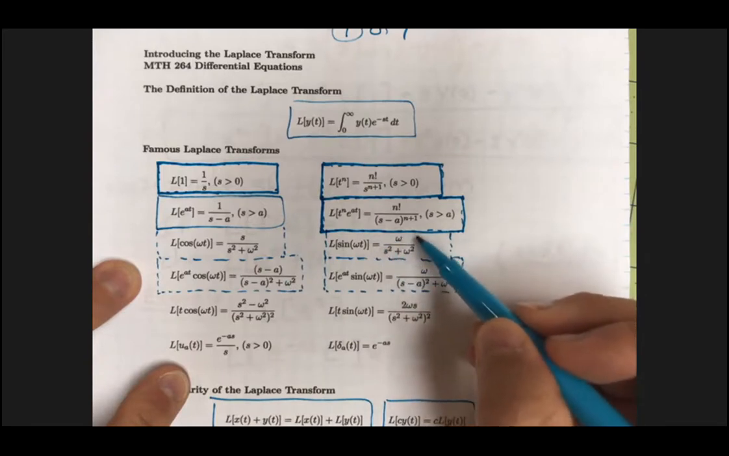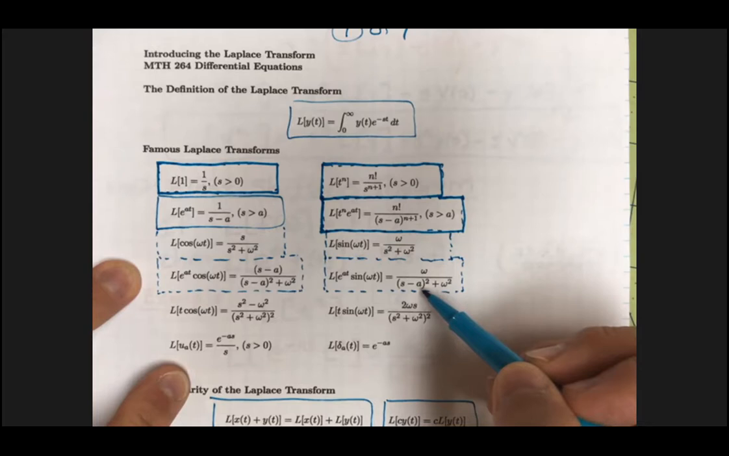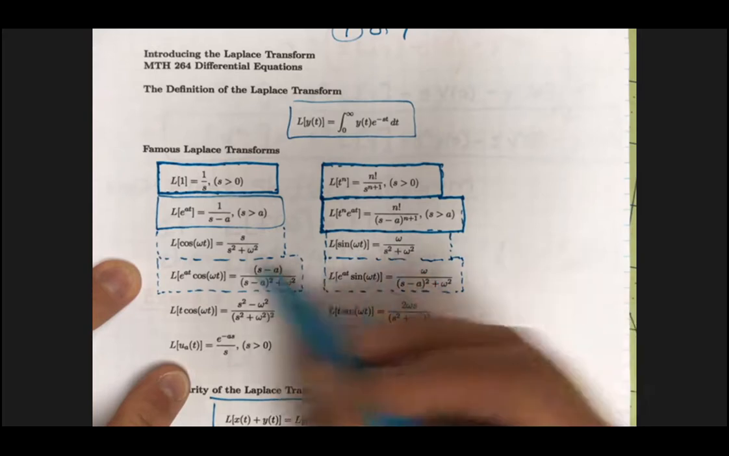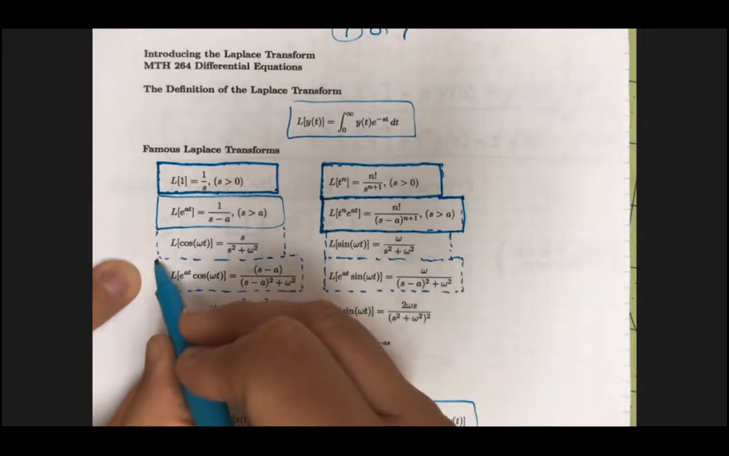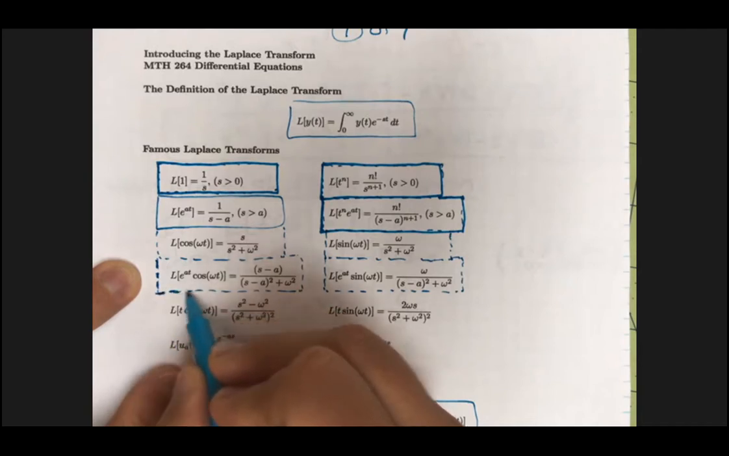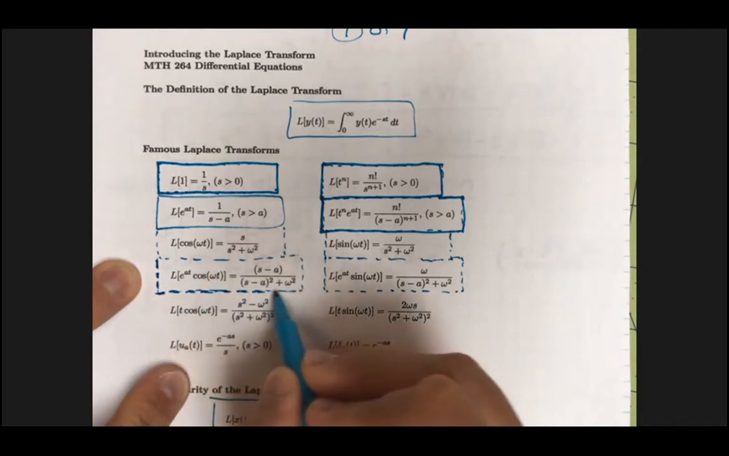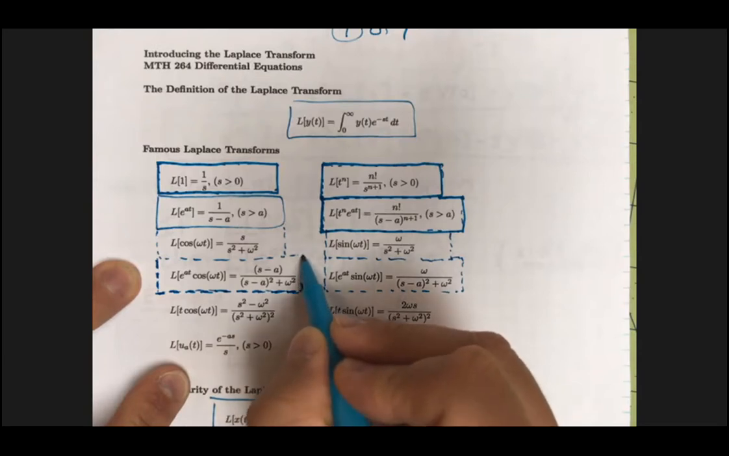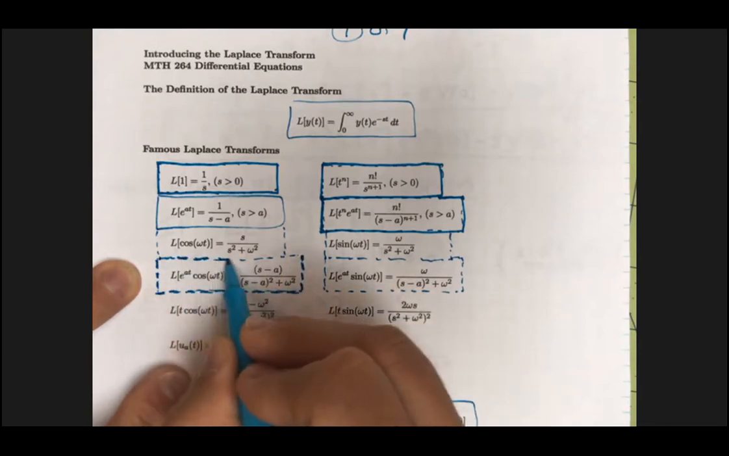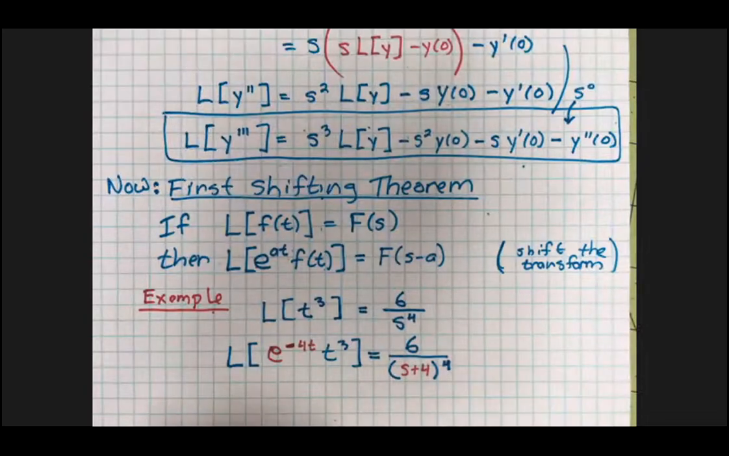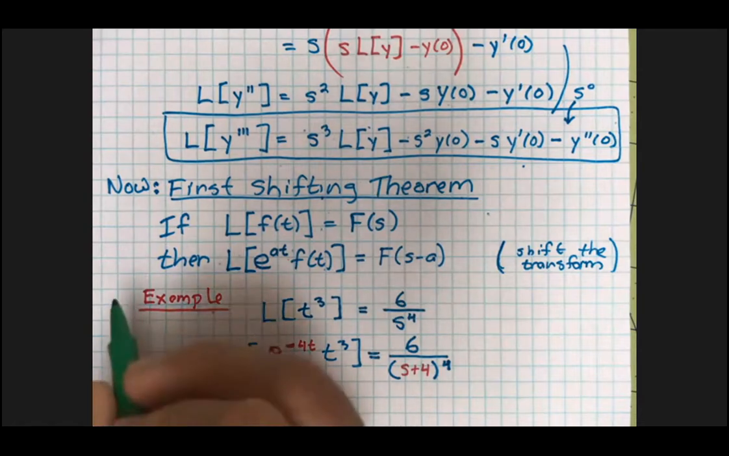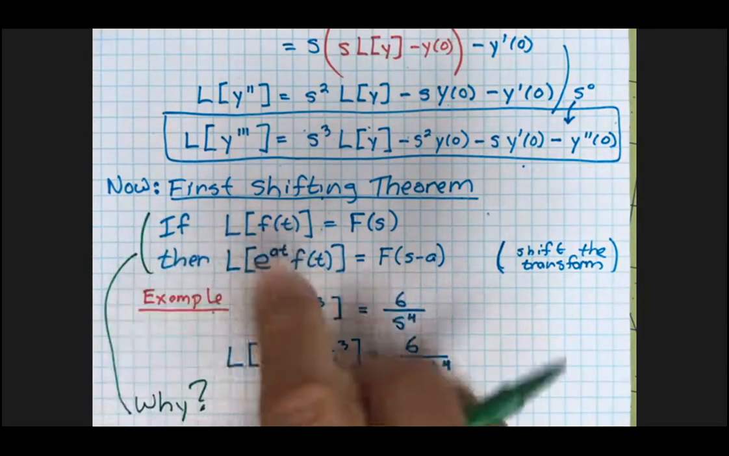Here's a sine transform. There's only one s, but I replace it with s minus a. Replace every s you see with s minus a. And that would get you these two right here. Now legally, I can't circle them yet because I haven't shown you why the first shifting theorem is true. And I haven't shown you the sine and cosine transforms. But let's do that. So let's do the why, and when I say why, I mean why for the shifting theorem.